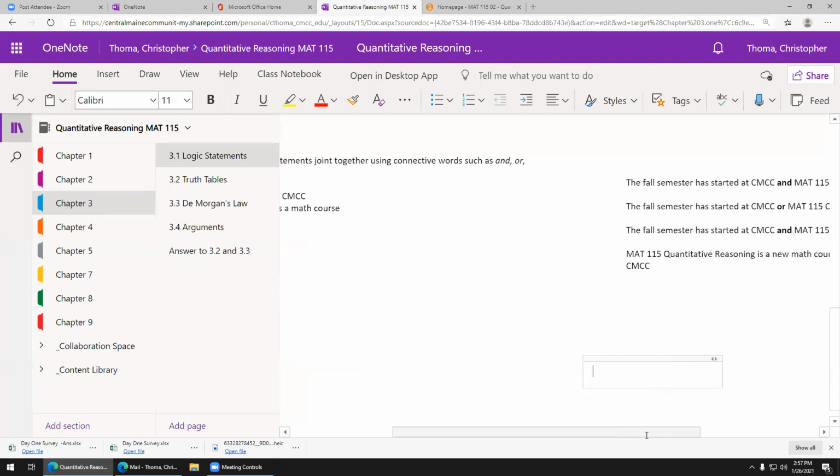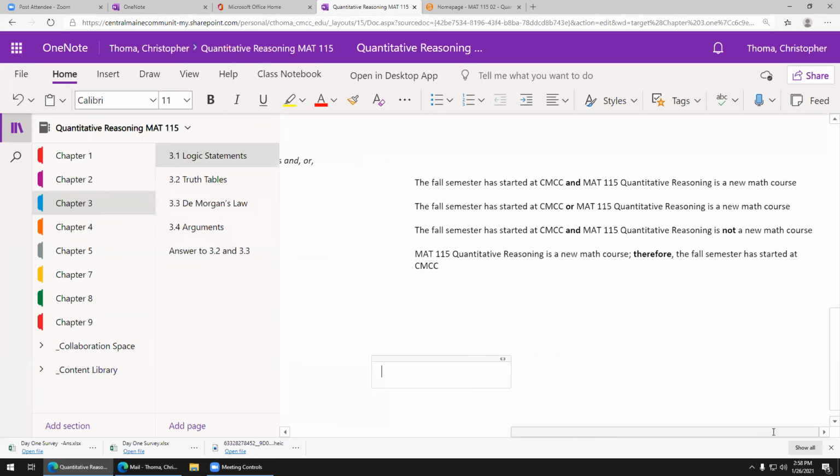What I've done over here is created the statements. I've got to update them, so we can update them here at the same time. Instead of writing in my horrible handwriting, I'm just going to type. Our first statement is the spring semester has started at CMCC. I literally just took the first statement and put it with the second statement and put an and in between them. So the spring semester has started at CMCC, and Math 115 Quantitative Reasoning is a math course. Don't overthink this. It is just throwing an and in there.